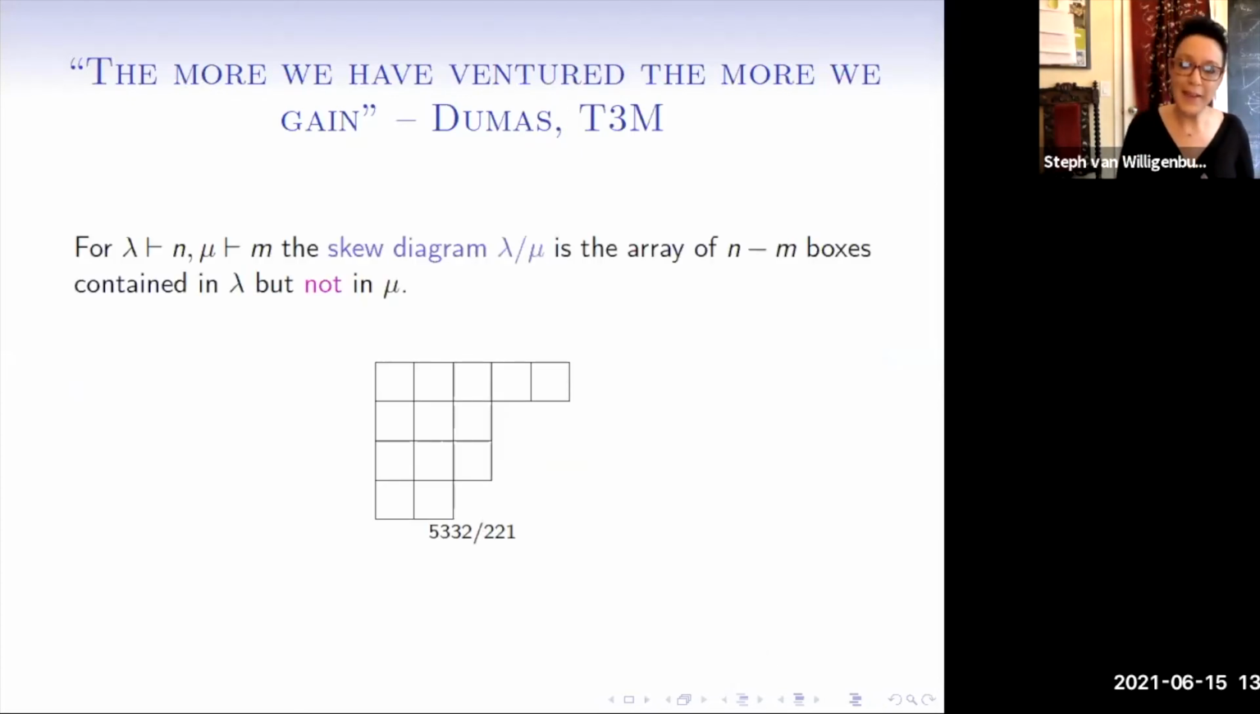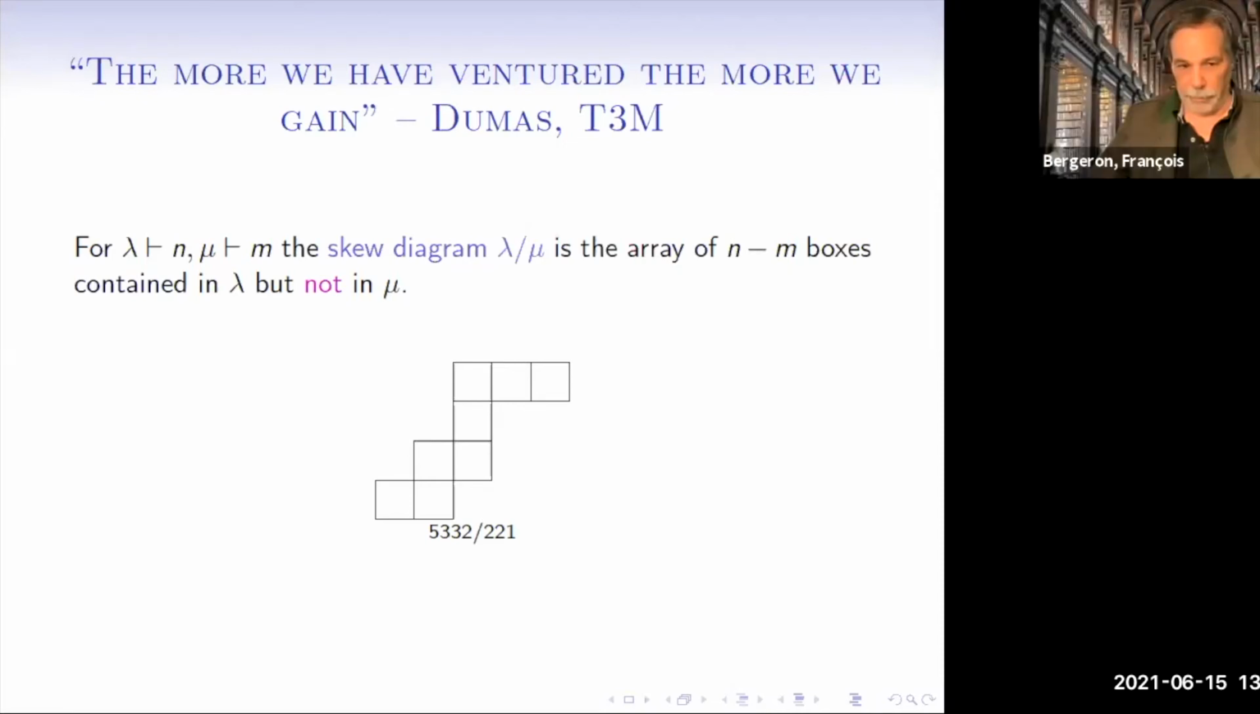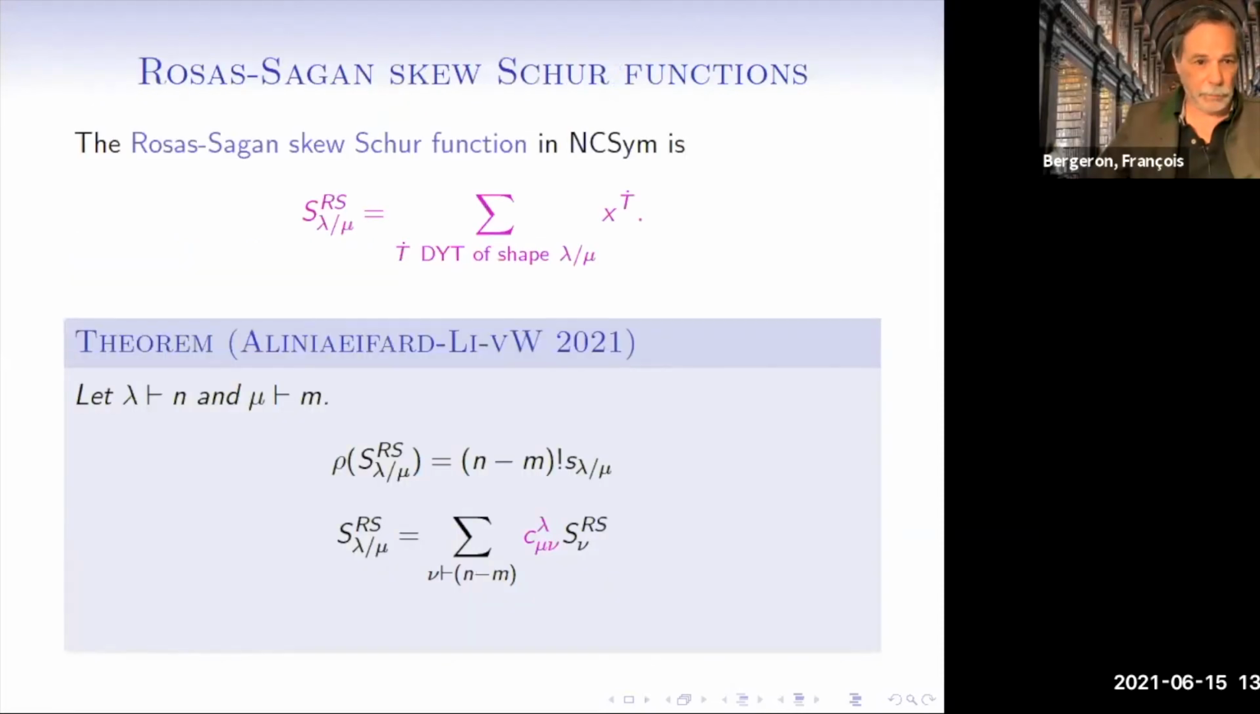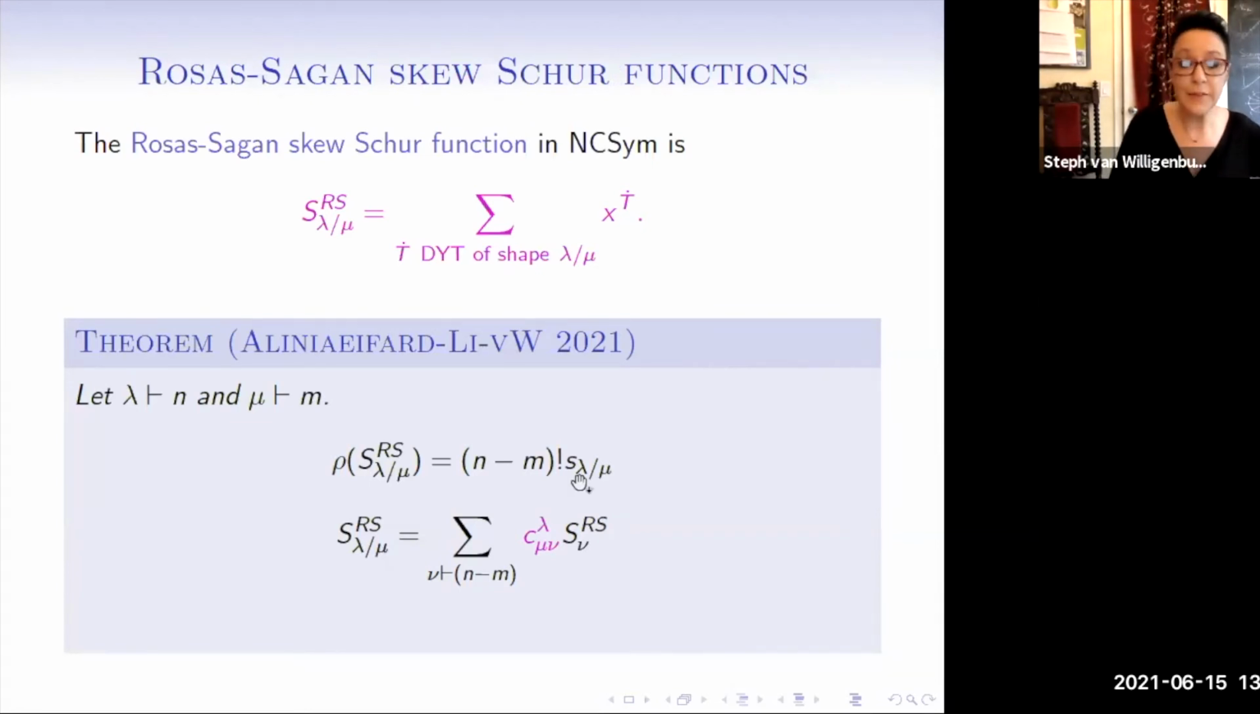So what we're going to do now is ramp things up to Rosa-Sagan skew Schur functions. For this, we're going to need skew diagrams. A skew diagram is the array of boxes contained in lambda, but not mu, if we're making the skew diagram lambda skew mu. So for example, if we want to make 5, 3, 3, 2 skew 2, 2, 1, then we make the diagram 5, 3, 3, 2. Then we locate 2, 2, 1 in the top corner, and we just cut it out.